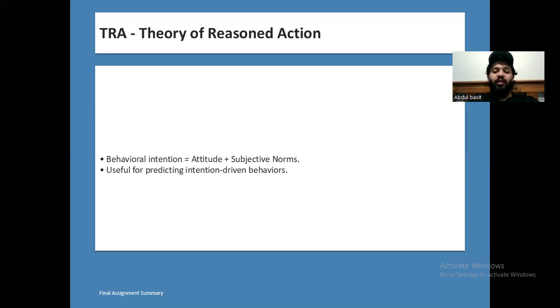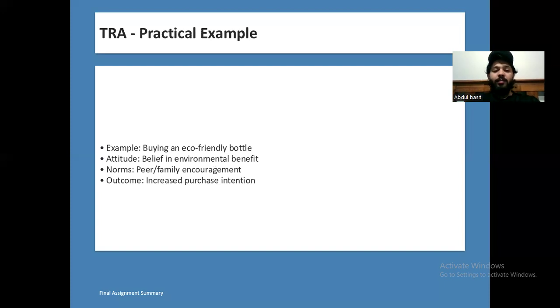An example for the TRA: buying an eco-friendly bottle. A person might believe in sustainability, but if their friends or family don't care about it, they may feel less motivated. On the other hand, when social groups support eco-friendly choices, individuals are more likely to act on their beliefs. This model shows why peer influence and cultural norms are critical in marketing. We will go through every assignment deeply.